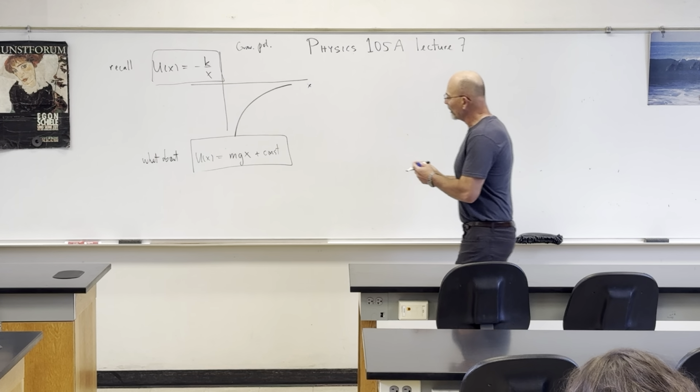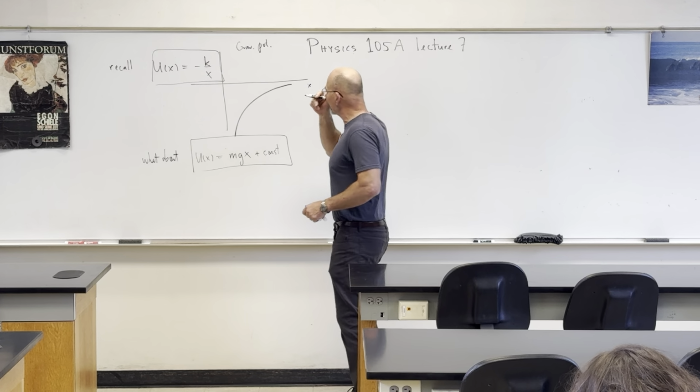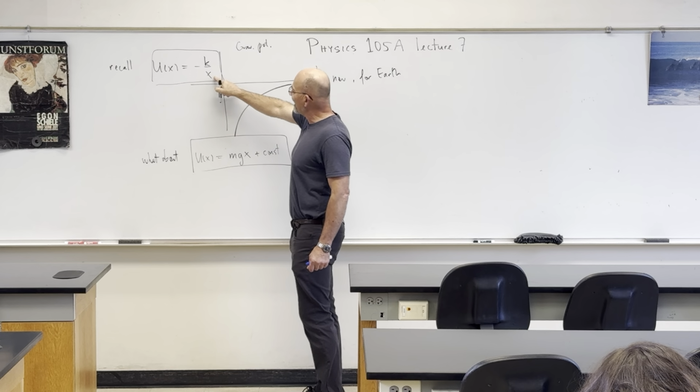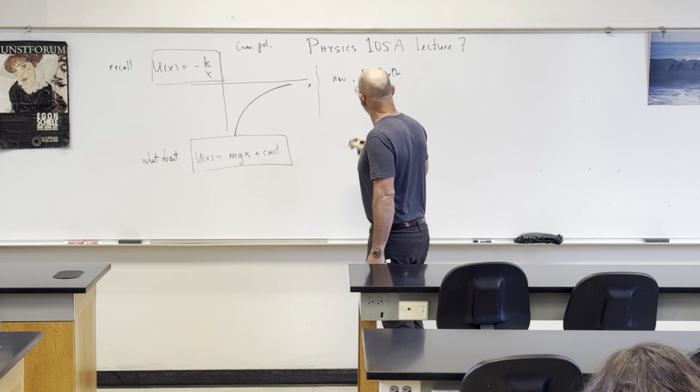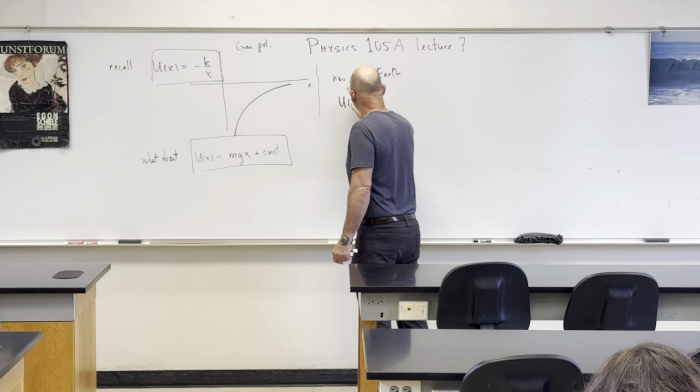Okay, here we go. So what's the next iteration of this? So now we have, all right, for Earth, we're going to just keep measuring x from the center of Earth. We have u of x equals minus GM over x. That's the new expression there.